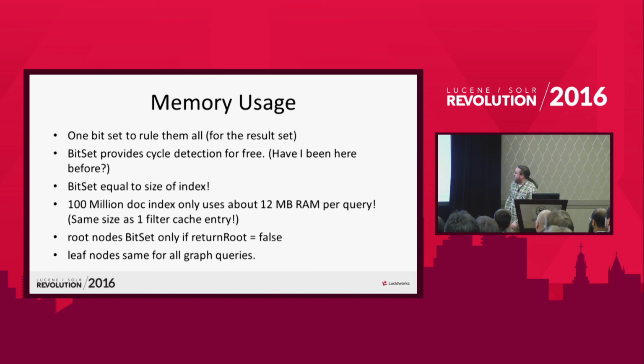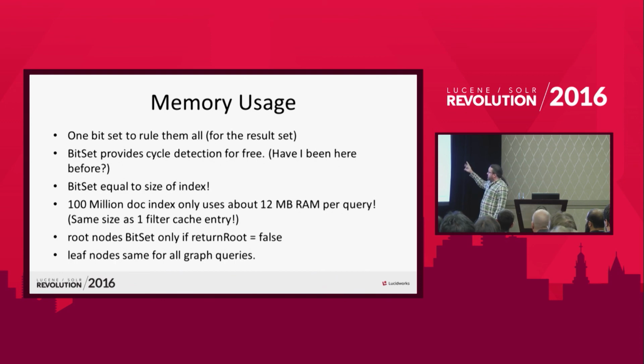So I touched on the key issue here, which is keeping memory usage as low as possible. So what I basically say is one bit set to rule them all. So if you think about it in terms of the way that the fixed bit set works, in Lucene you have effectively a bit set that's the size of your index. But with 100 million documents in the index, we're only talking about 12 megabytes of RAM for that bit set. It's basically the same size as one filter cache entry.